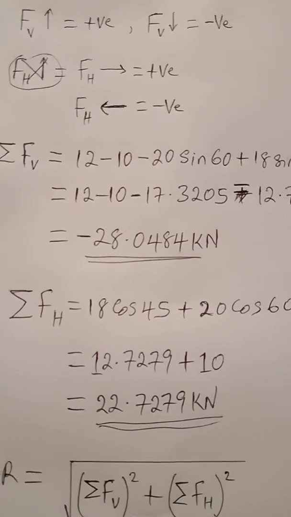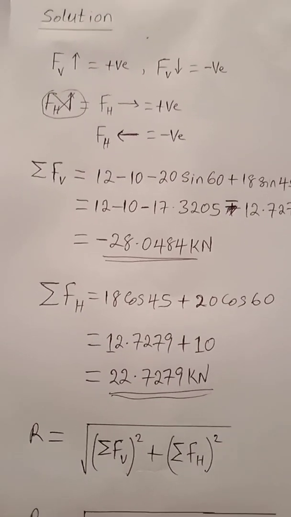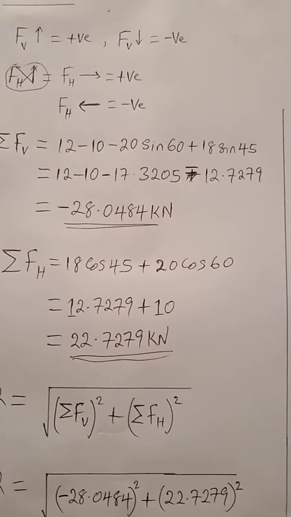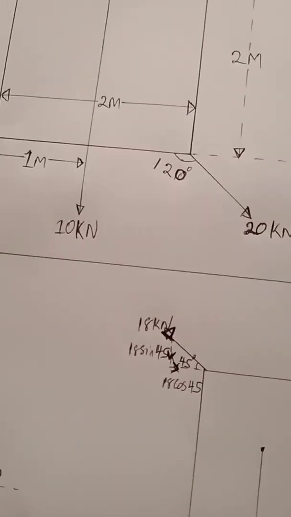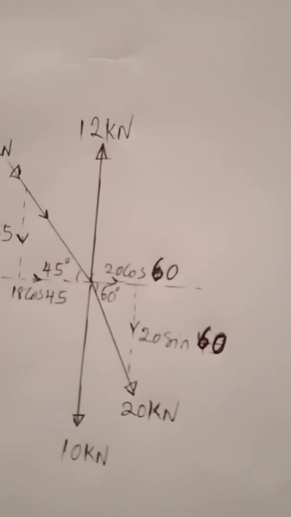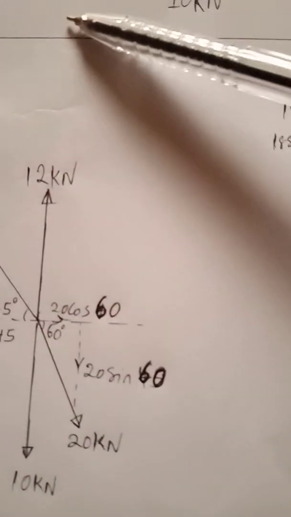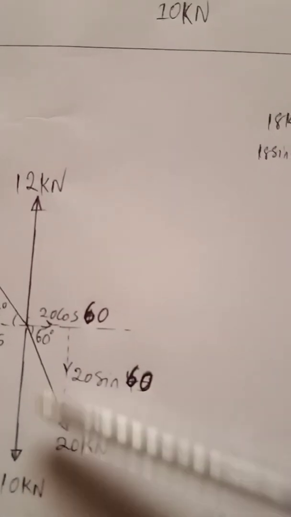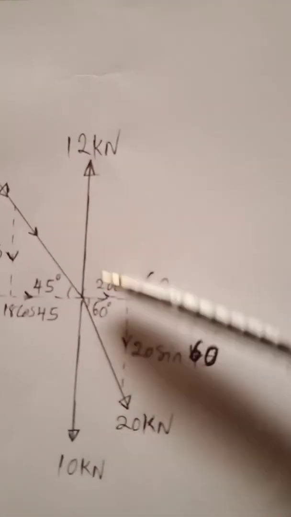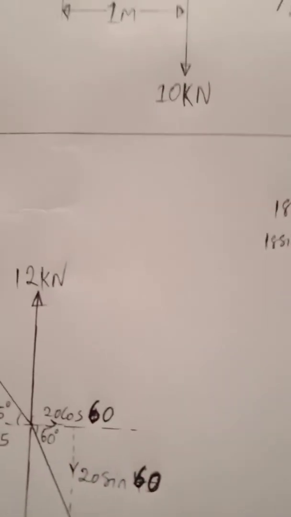The next thing we are going to do here is to find the algebraic sum of all vertical forces. We are starting with the 12 kilonewton force. You can see it's pointing upward, so it will be positive. We are dealing with all vertical forces. Any force in this plane, we consider as a vertical force. So we have 12 kilonewton, 10 kilonewton, then this 18 sine 45, and this 20 sine 60 as our vertical forces.